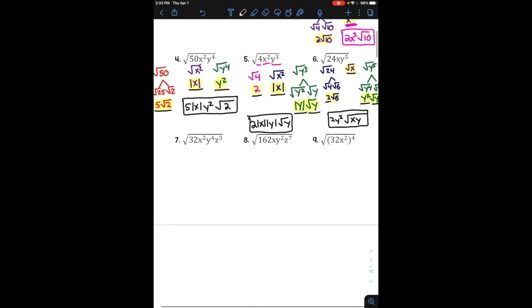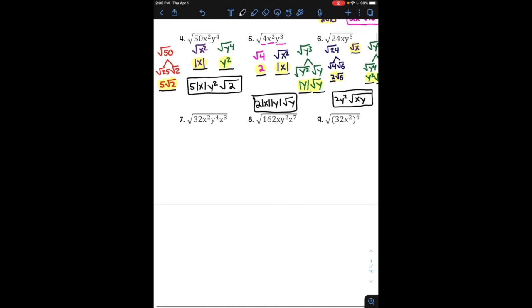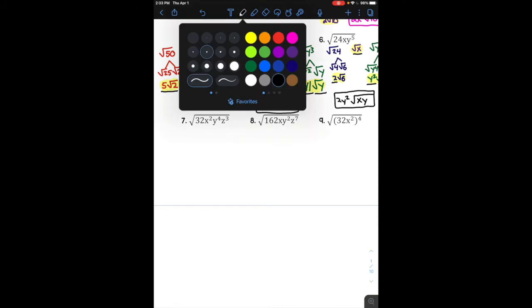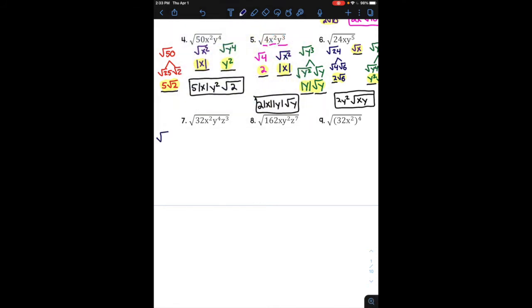The last three problems, we're just adding some variables. For example, problem number 7, we now have 3. Let's go ahead and take the square root of each individual piece. First one starting with 32. Where 32 is not a perfect square, we're going to ask ourselves, what is the biggest perfect square that would go into 32? That would be 16 times 2.